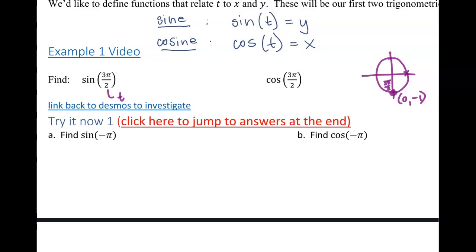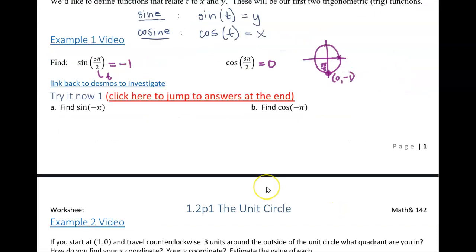Okay, so the value of sine, remember sine represents y values, so that's going to be -1. And cosine represents x value, so that's going to be 0. So this is really all just a little bit of memorization and continuing to get used to those multiples of pi telling you about a location on the unit circle.